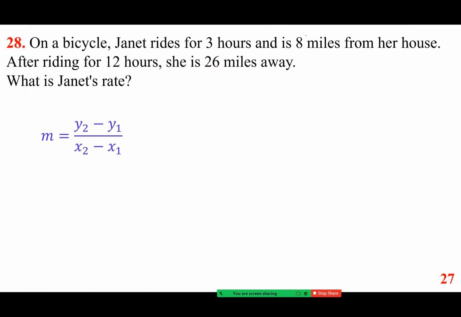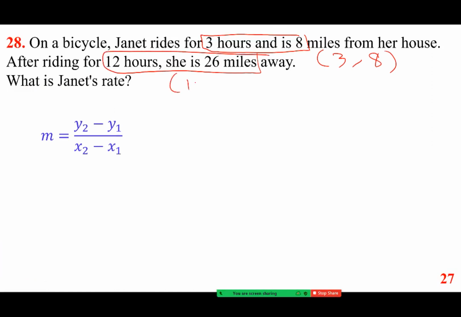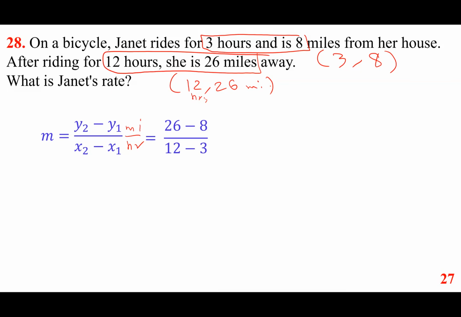We can write this as 3, 8, this as 12, 26. And by the way, this is hours, this is miles. So right away, when you're done, the units would be miles over hours. So 26 minus 8, 12 minus 3, which makes it 18 over 9 equals 2 miles per hour.